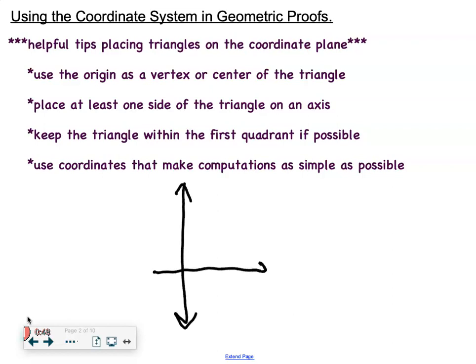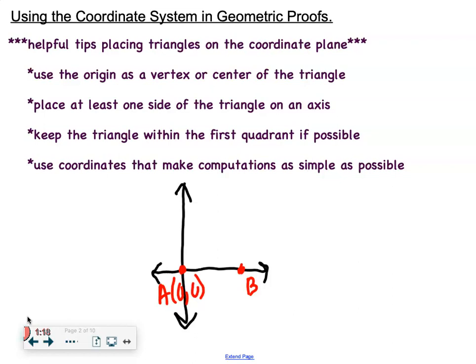Okay, so here is our XY plane. Your first tip is to put one of your vertices on the origin. I always want one of my points to be here, because my ordered pair would be what? 0, 0, and that's going to make your computations really easy. Your second tip is to place at least one of your sides on an axis, so either here or here. So I'm going to put point B here. It just makes your life a little bit easier.